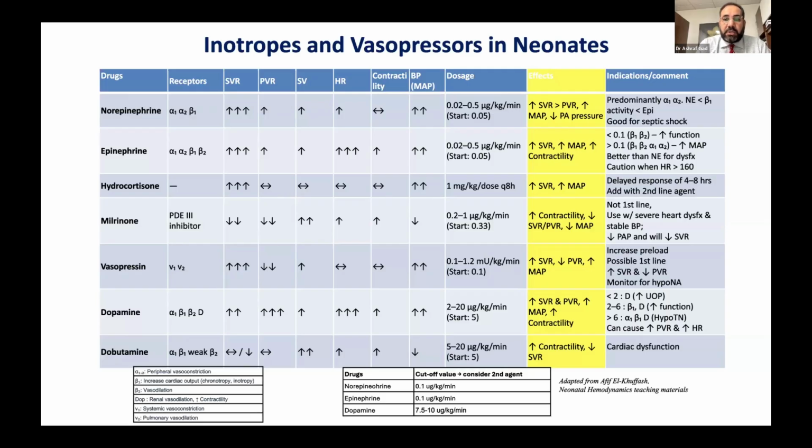Dobutamine, especially in cases of HIE, can be used. It's an inotropic medication, increasing contractility. The problem is it decreases systemic vascular resistance. But in HIE cases, the systemic vascular resistance is on the higher side anyway. So it can be used in conjunction with other medication as well, like low-dose epinephrine or vasopressin, or until you buy some time to understand the case itself.